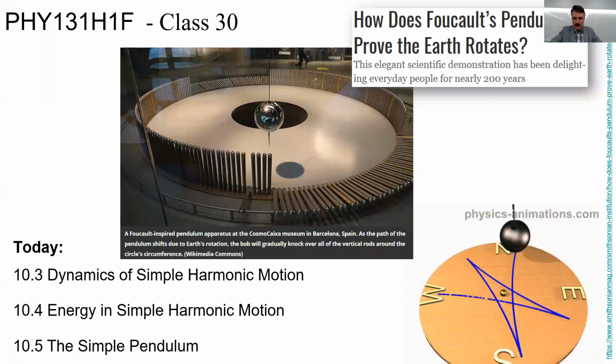Why don't we just get it going, I think. Share my screen. All right, so hopefully you can all see that.